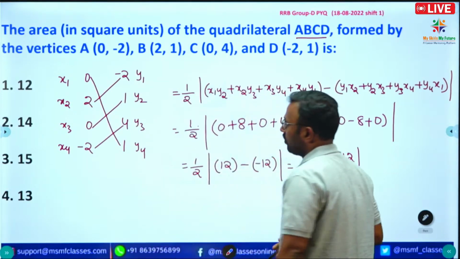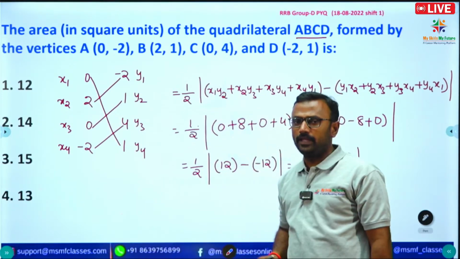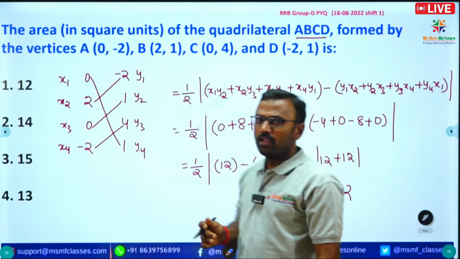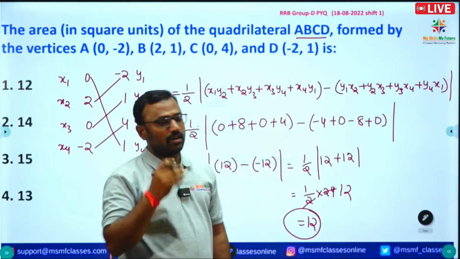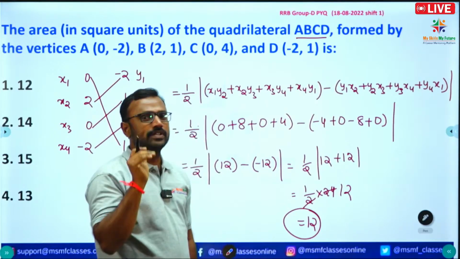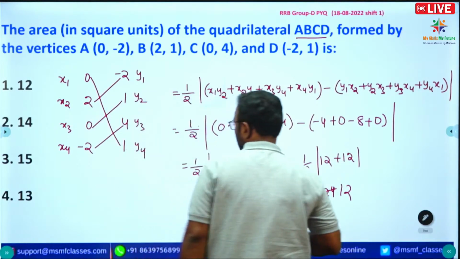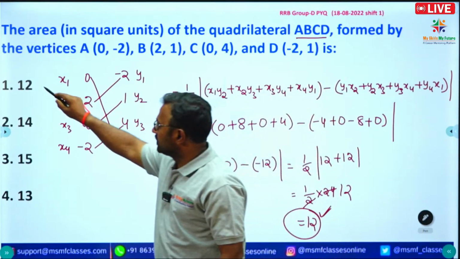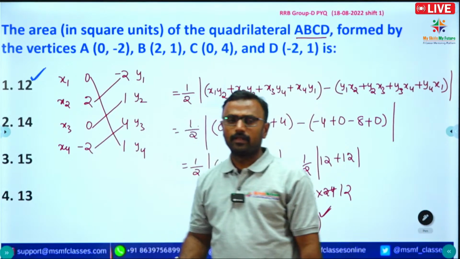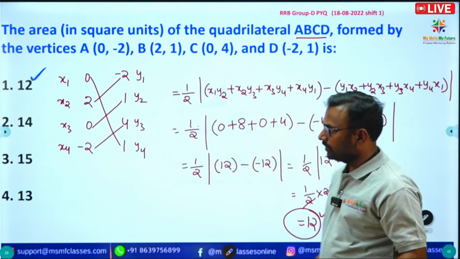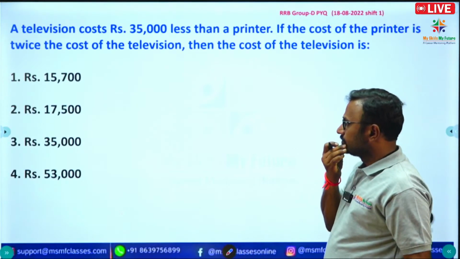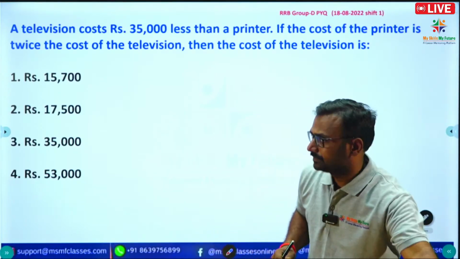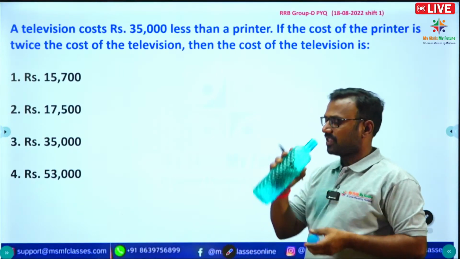So the area of quadrilateral ABCD formed by the vertices A, B, C, D, we find by using the shoelace formula or Gauss formula for calculating area by using vertices. So 12 is the area of the quadrilateral. So if you see, option 1 itself is correct. Next question, right, okay. See, 1 minute.